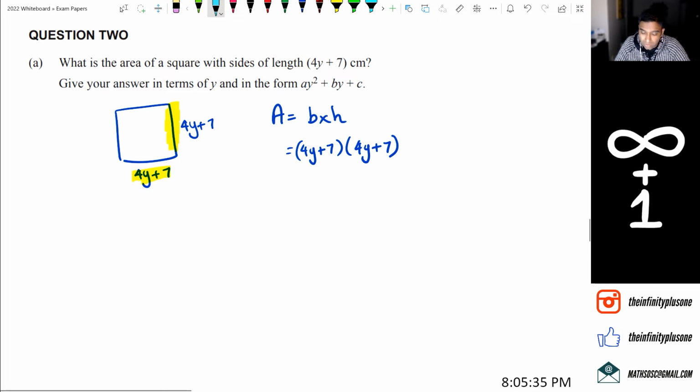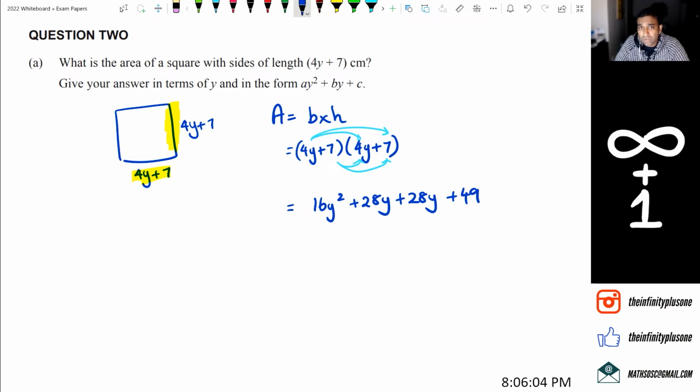Now at this point you might decide to do FOIL. People have so many different ways of doing this, and as I say in every video, just do the one that's comfortable for you. As long as you get to the final answer and simplify that final answer, you're pretty much good to go. So what do I mean by simplification? Some people do this. So 4y and 4y is 16y squared. And then they got 28y, another 28y plus 49.